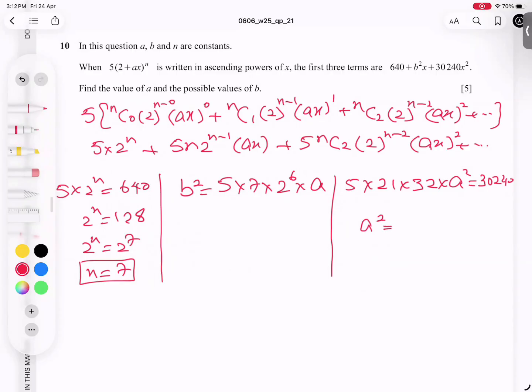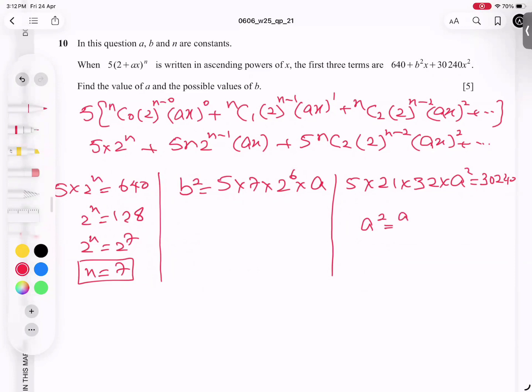30240 divided by 5 divided by 21 and 32. I'm getting 9. If I take the root of 9, I get plus and minus 3. Okay, students, now I have to plug in a value, and we can plug it in here. Negative is not possible, so we'll take positive only.